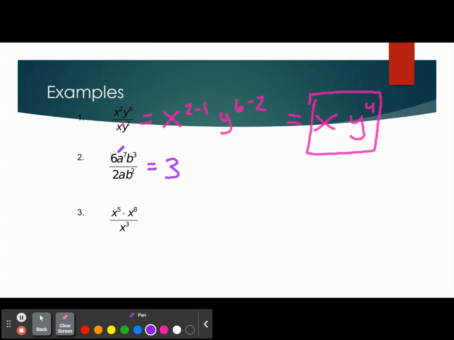Then, for your a's, you're going to do 7 minus 1, which is 6. So it'd be a to the 6. Then you're going to do your b's. 3 minus 2 is 1, so it'd be b to the first or just b. So my final answer is 3 times a to the 6 times b.